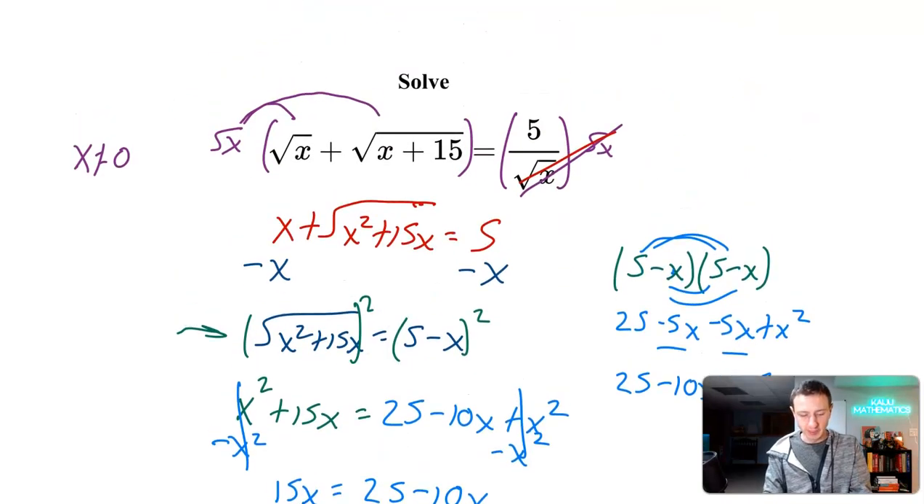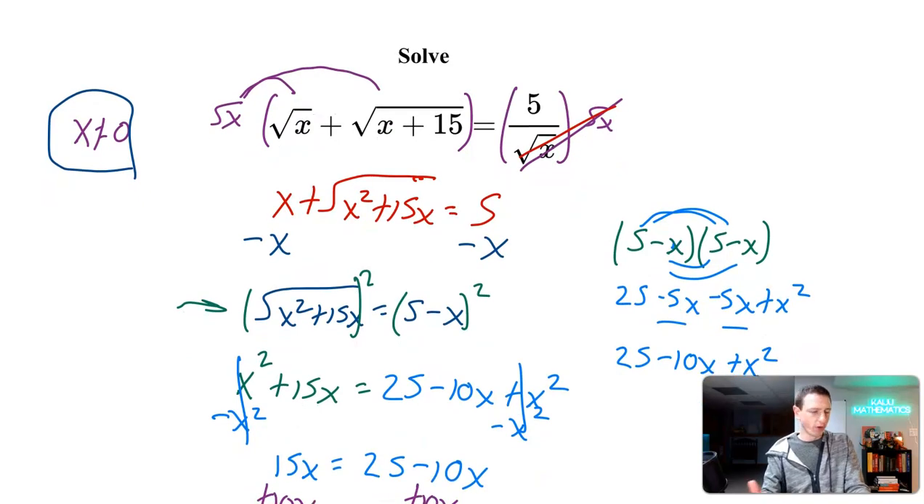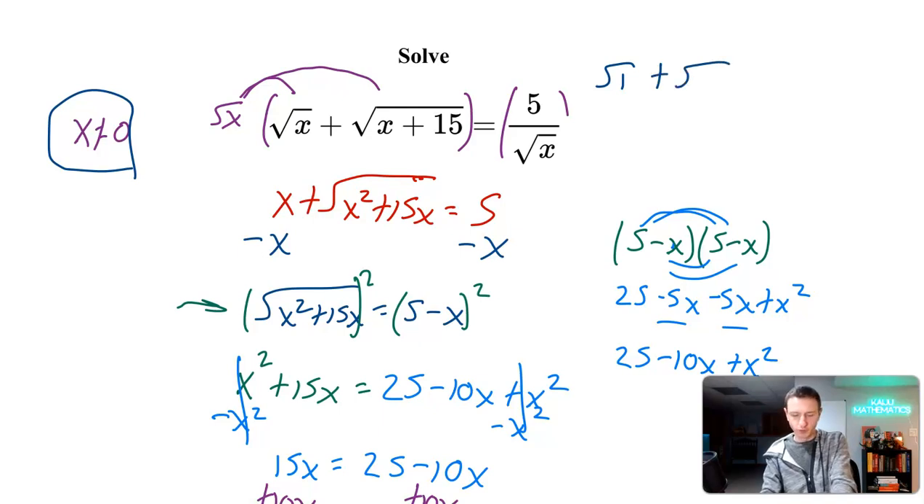Let's go back to the beginning. We talked about x cannot equal 0. It wouldn't be the worst thing in the world just to check your answer, to see if this actually works out, which I don't think we'll have an issue. We have the square root of 1 plus the square root of 1 plus 15 equals 5 over the square root of 1. So square root of 1 is 1. 1 plus 15 is 16. Square root of 16 equals 5 over square root of 1.